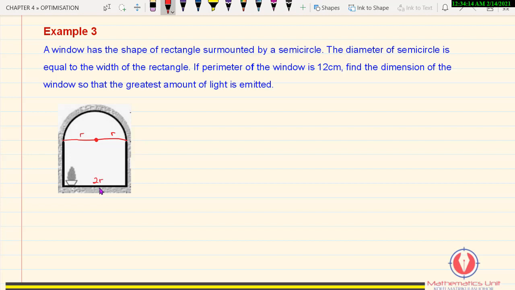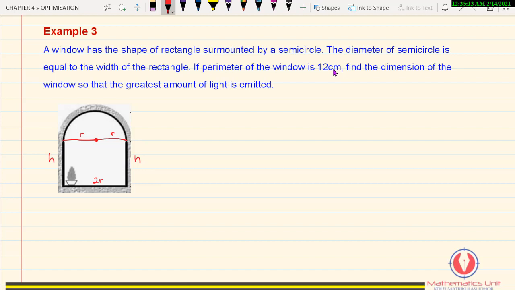Now two of the sides of this rectangle are the height of the window and they are equal, so we can call that h. So that is the height. Now this question says find the dimensions of the window so that the greatest amount of light is emitted. This phrase, greatest amount of light is emitted, means we want to maximize the area of this window. So now our optimization equation would be the area equation of the window, but with a constraint. What is the constraint? The constraint is the perimeter of the window must be 12 centimeter.